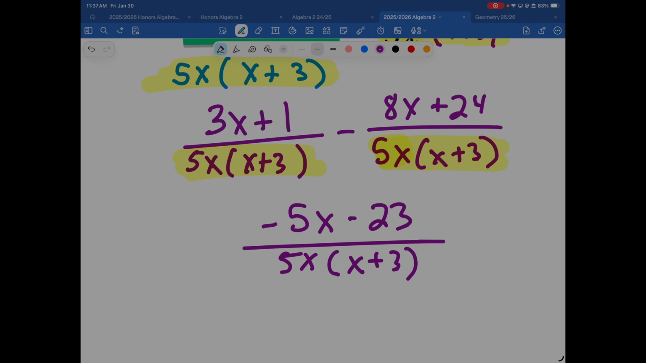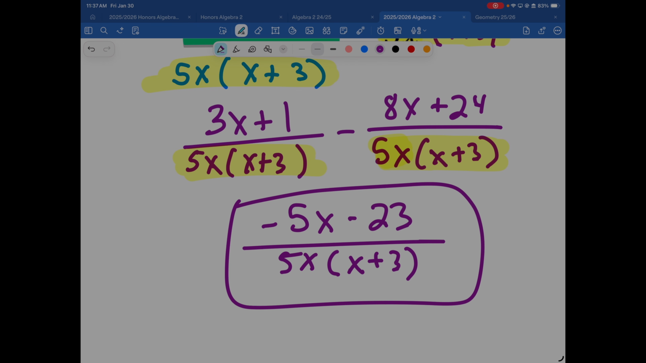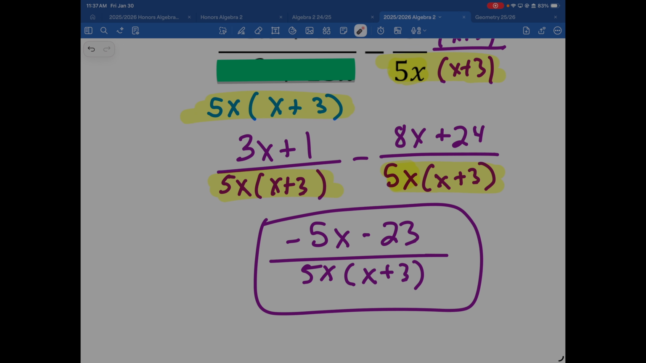Anybody guess what the common error is now? Are we done, or can this be reduced further? Say we're done. We're done. Because there's a minus symbol there, this 5x and this 5x, they can't be crossed out because that's being subtracted. Okay? Questions with that one?